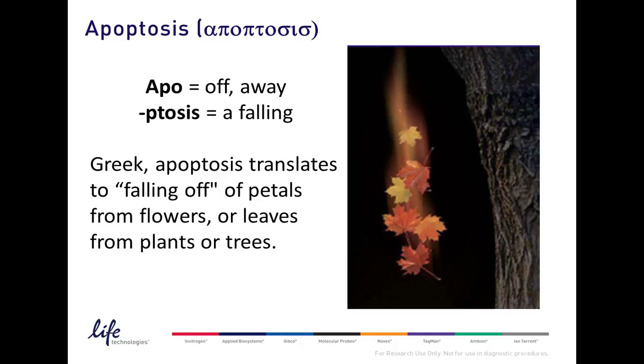So apoptosis really just means off and away and falling. It was originally used to describe the falling of petals from flowers or leaves from plants or trees, but it was adapted into a biological context, and that's really its primary use of the word nowadays. It's to describe the programmed death of cells within an organism.